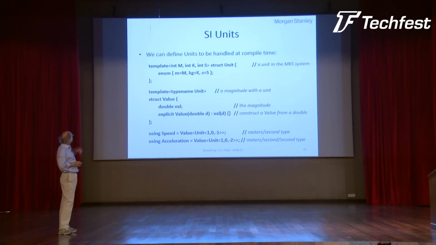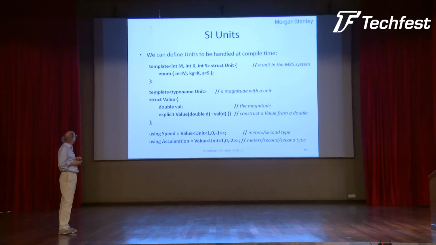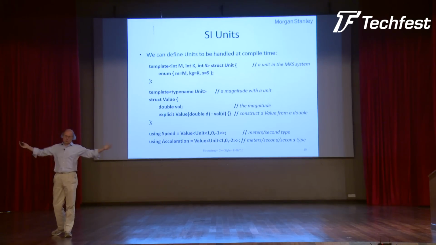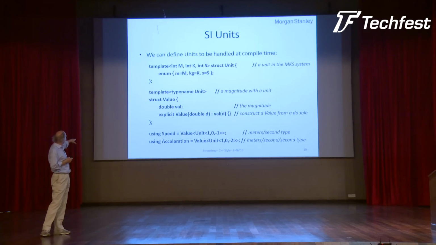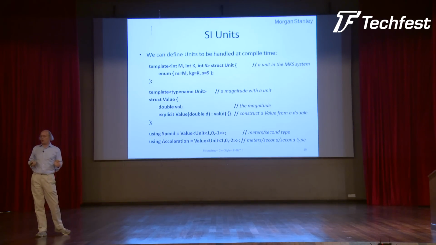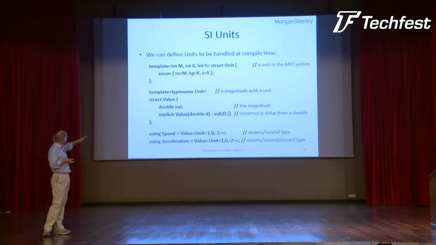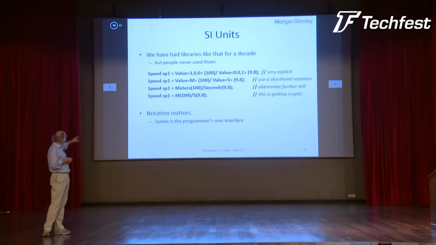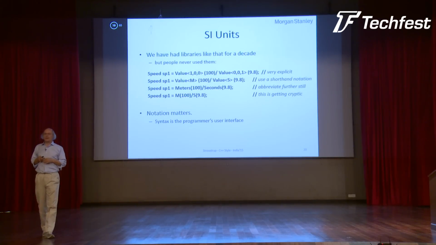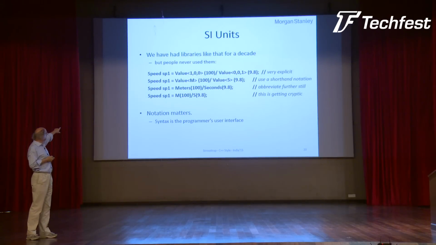We define a unit. A unit is either M for meters, K for kilograms, or S for seconds. And we make a value of something that has a unit and a double, which says the magnitude of what we're talking about. And so I can define speed as a value whose units are 1 meter, no kilograms, divided by a second unit. Fine, that's expressed. I can do the acceleration too. This is fine. So we can do it. And we can then write our problem like that. Speed is that kind of value divided by that kind of value.